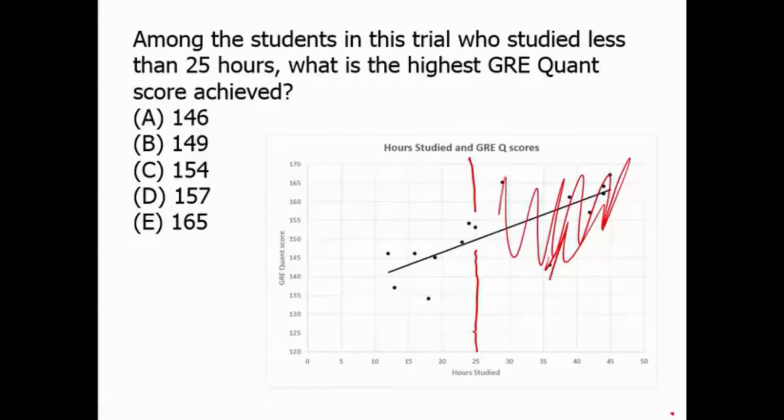We'd want to know, of all the points to the left of this line, all the people who studied for less than 25 hours, what is the highest value? And the highest value is right here. It is that point just below the 155 line, so we'll call that 154. 154 is the score of that particular point. Answer choice C.